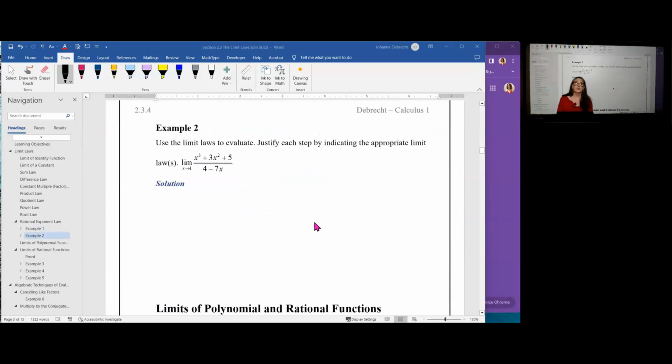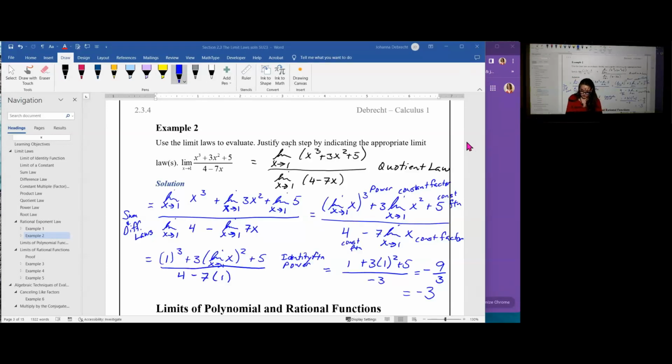Let's go ahead and take a look at example 2. In example 2, we again want to do what we just did by splitting it into different steps, indicating the appropriate limit law as we go. Go ahead and pause the video, work it out the way that I did in the previous one, then turn the video back on to see if you got what I got.